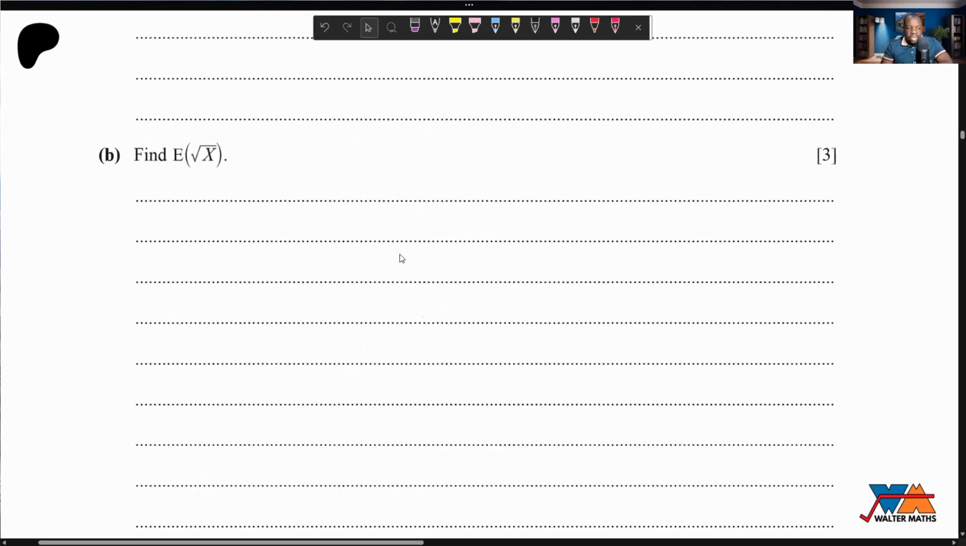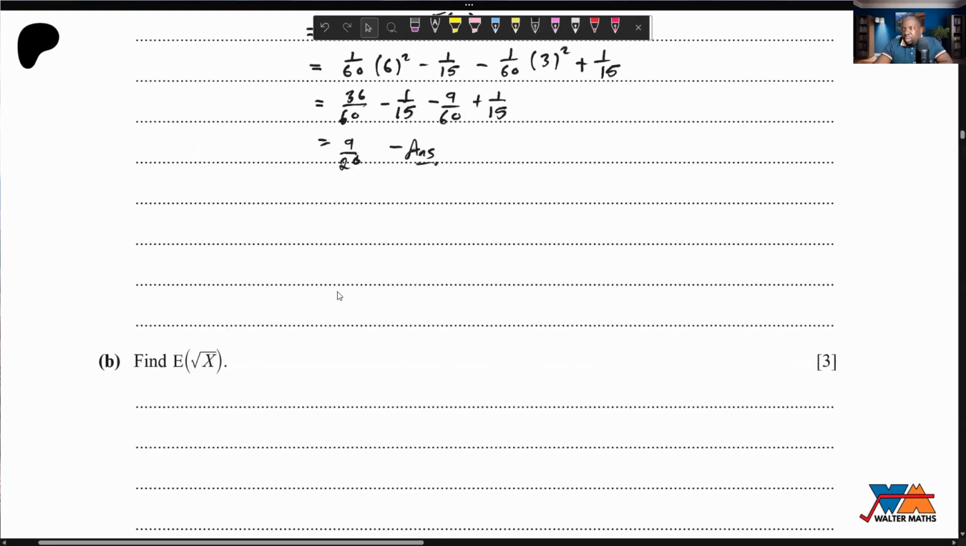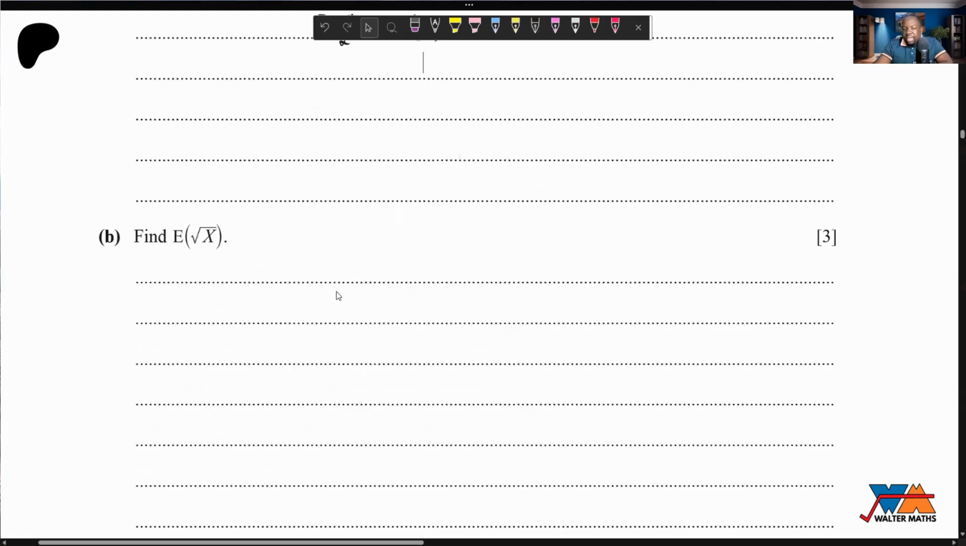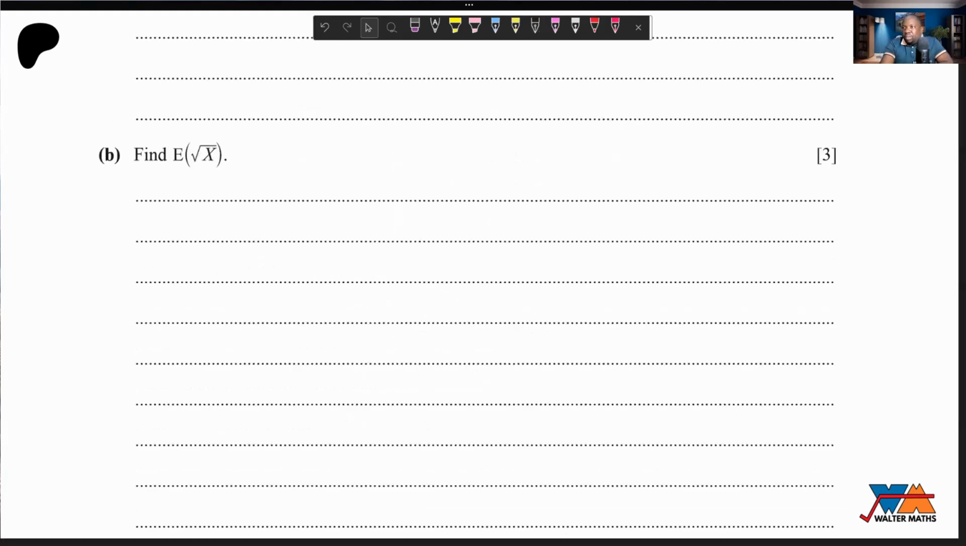Part B says we should find E of root x, that's the expectation of the square root of x. For us to find that, we need to make sure that we have the PDF. So we need to find the PDF first, so we need to find f of x. And f of x can be found by differentiating big F of x with respect to x.